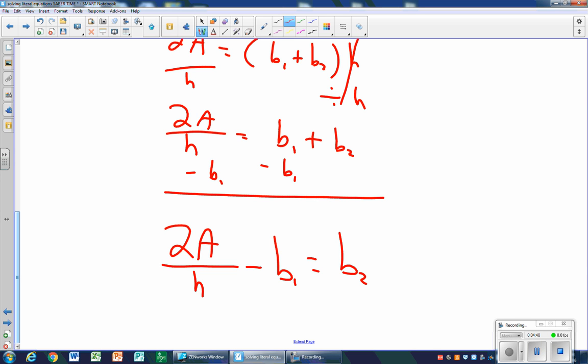Why do we want that? Well, in the real world, sometimes we want to know what one of the bases is. This tells us the second base in the trapezoid is twice the area divided by the height, subtracting the first base. And there we have it. That is how to solve three very common literal equation problems.